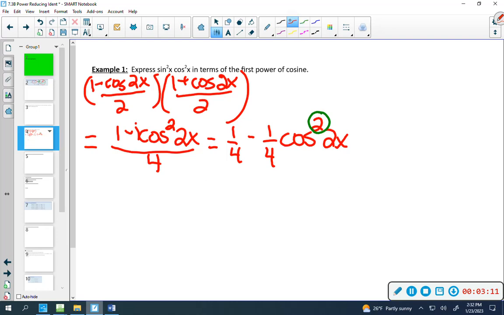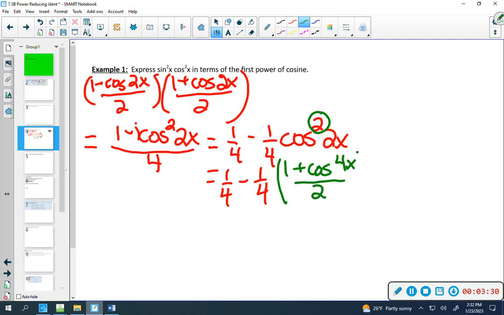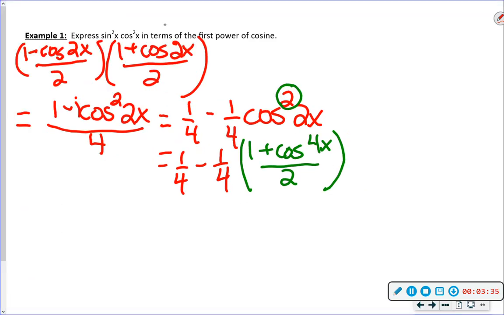Okay, so I'm going to leave the minus 1/4 in the front, and then this cos squared, I'm going to use the formula for 2x. We're going to make it 1 plus, we have to switch it to 4x, over, of course, 2. Okay, we're looking good. Now, next question: do you have it down to just cosine to the first power? Yes, praise the Lord. So we really did what they are asking us to do.